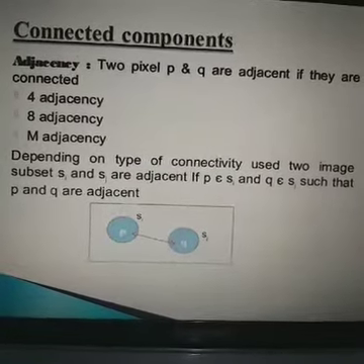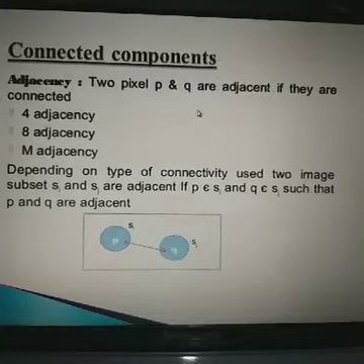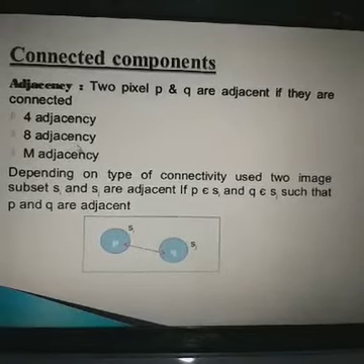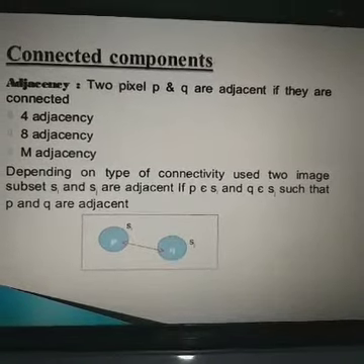Next we have the connected components. The first one is adjacency. Two pixels P and Q are adjacent. What are we mainly looking at here? If there are two pixels P and Q, how can we say that they are adjacent? If they are connected by 4-adjacency, 8-adjacency or m-adjacency, as we did earlier with neighborhoods.